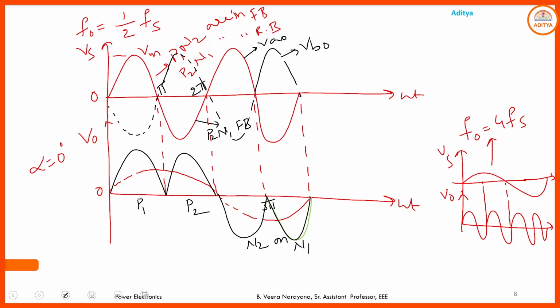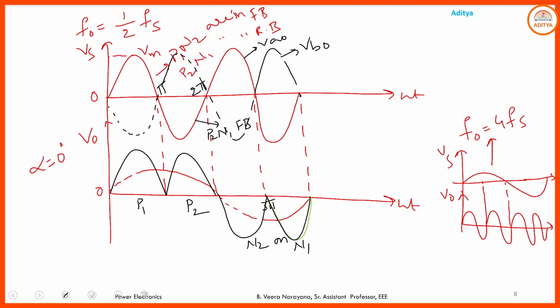If you have the positive half cycle, P1 and N2 are in forward bias. If you want the positive output voltage, you provide the gate pulse to the positive group SCR. Here we also have the positive half cycle, but I want the negative output voltage, hence we provide the gate pulse to the negative group SCRs, N2 and N1. In this manner, by periodically providing the gate pulses to the switches, we are able to collect the output voltage like this. This is the simple representation of the output voltage waveform for F0 equal to 1 by 2 Fs.